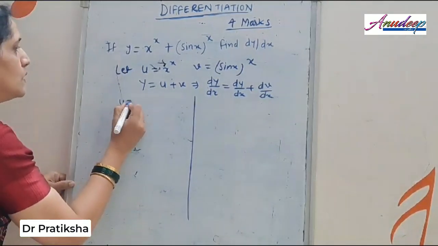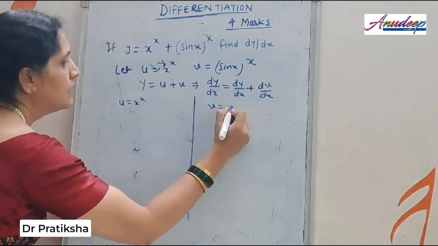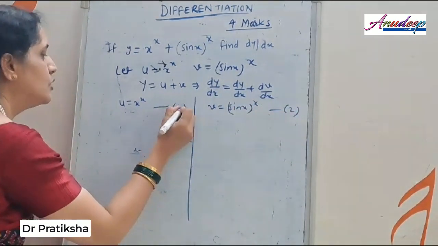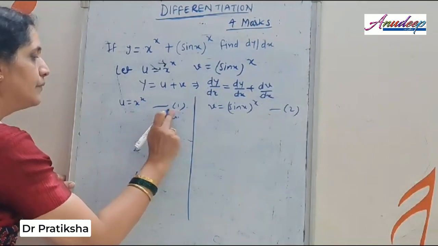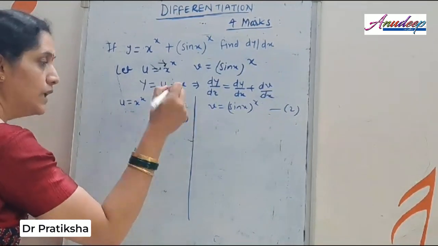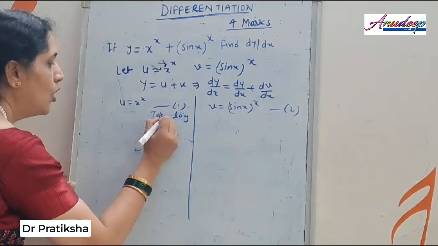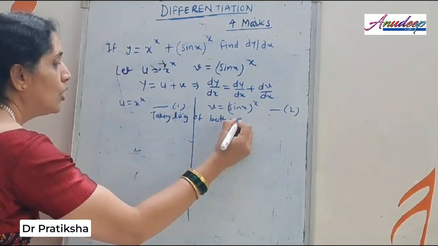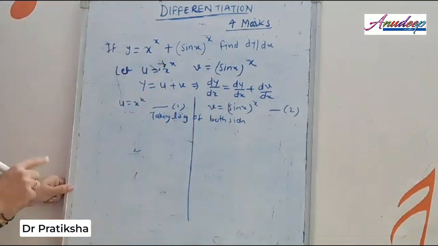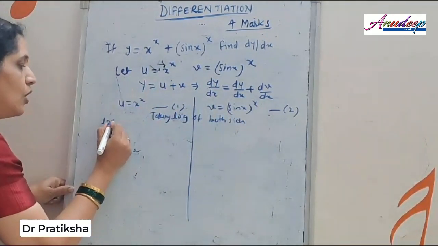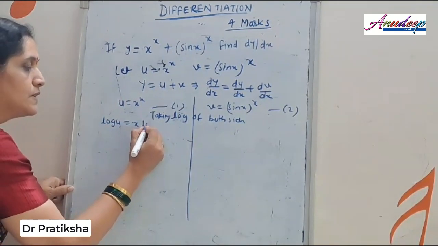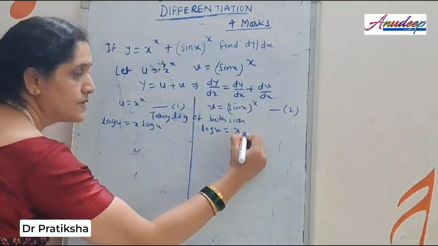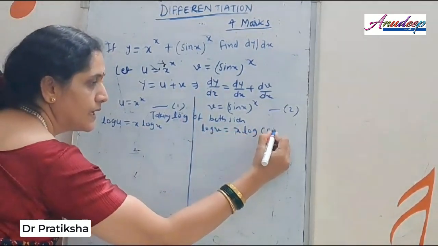So let me call u equal to x to the power x, v equal to sine x to the power x. Let me call these equations 1 and 2. Let us take log of both the sides and then differentiate. Taking log of both the sides and applying the laws of logarithm, log of m raised to n is n log m, here we get log u equal to x log x, and log v equal to x log of sine x.